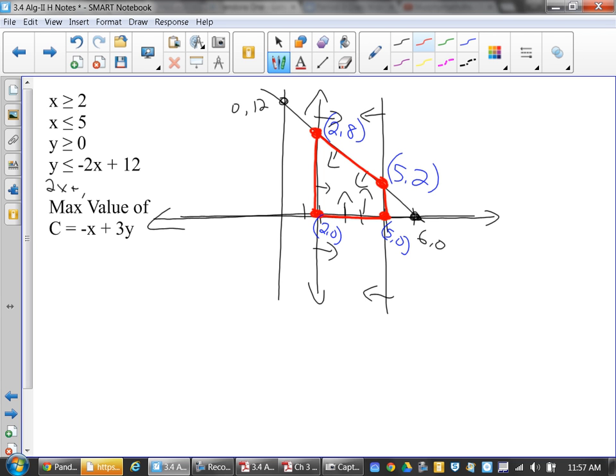So you have 4 ordered pairs to test to figure out where your maximum value is going to occur. And then you plug it into the C. Well, if you're doing electrical work, you would plug it in. But yes, if you substitute in, you would probably get the right maximum.